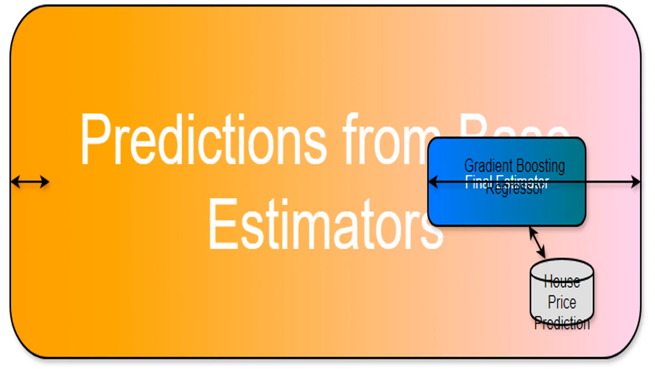This is the gradient boosting regressor model that combines the predictions of the base estimators to make a final, hopefully more accurate, prediction of house prices. It's the key to stacking.